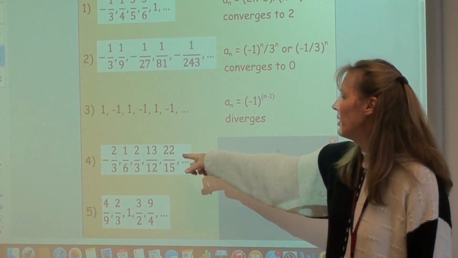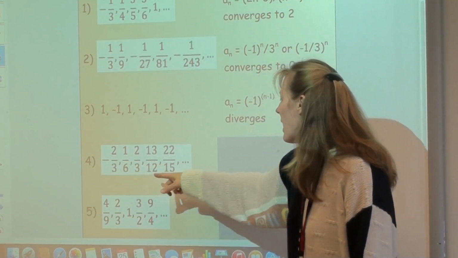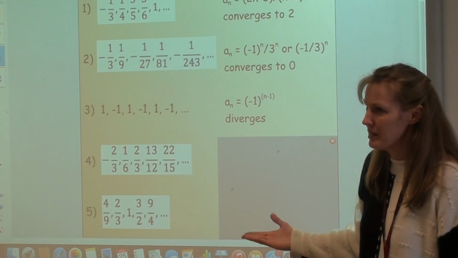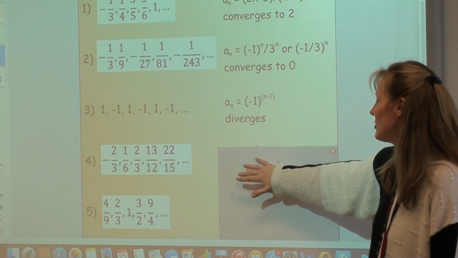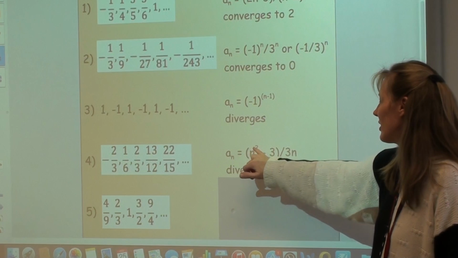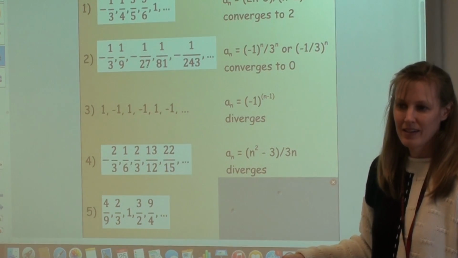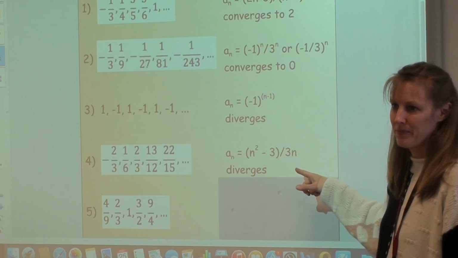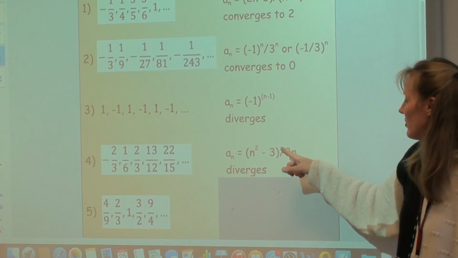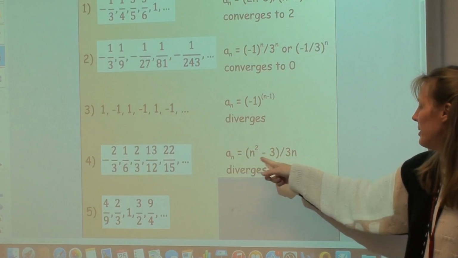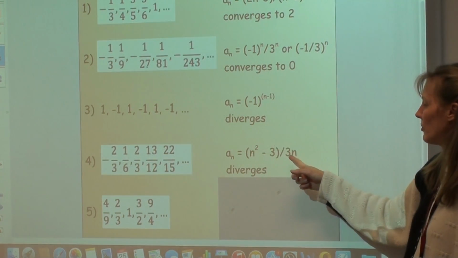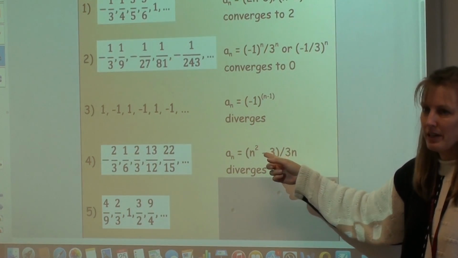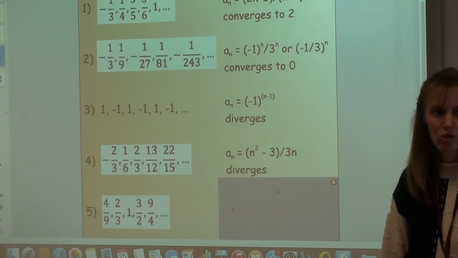All right, 4 is the toughest. The bottom increases by 3s, right? But the top one is tricky. It's n squared, right? This is n squared minus 3 over 3n. So the top is tricky. If you do the limit, you're going to get infinity squared over infinity. If you L'Hopital, you get infinity, right? So this one diverges.